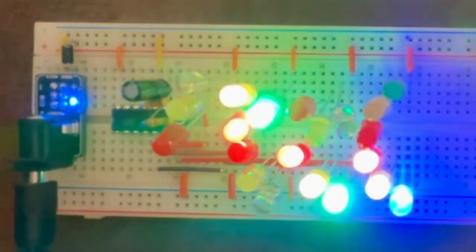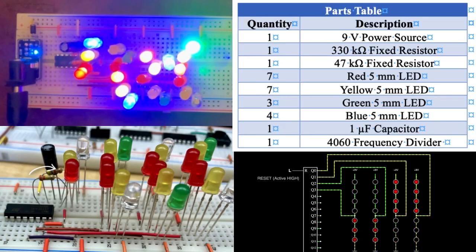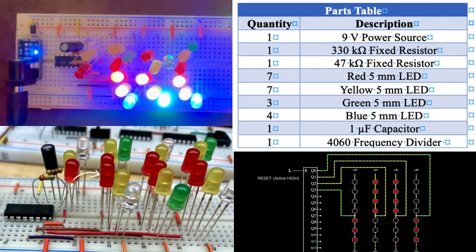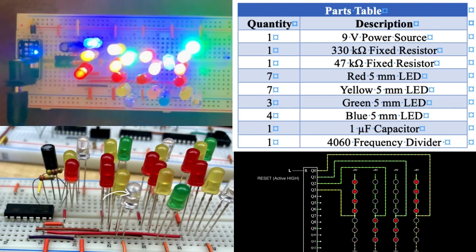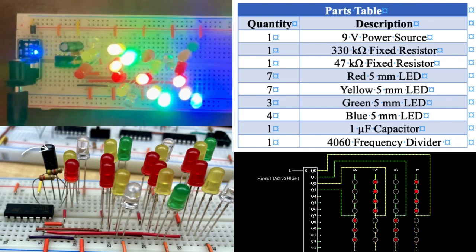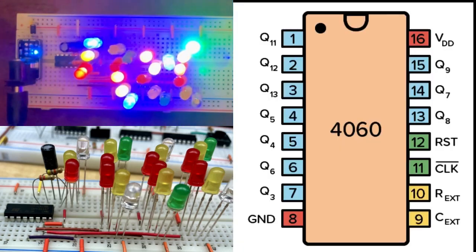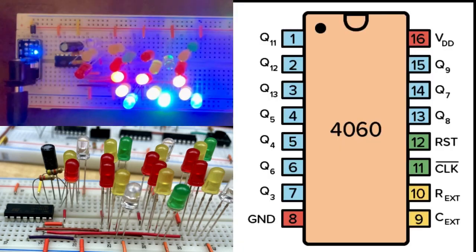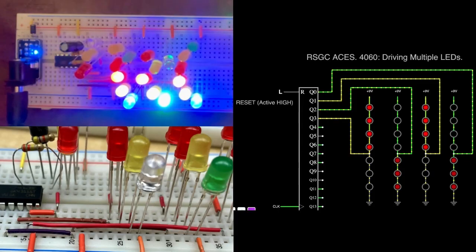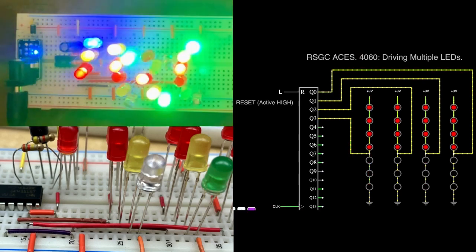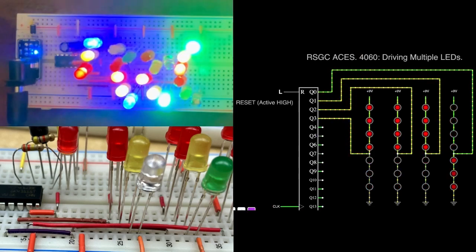This circuit consists of 10 parts: one 9-volt power source, 330k ohm fixed resistor, 47k ohm fixed resistor, 7 red 5mm LEDs, 7 yellow 5mm LEDs, 3 green 5mm LEDs, 4 blue 5mm LEDs, 1 microfarad capacitor, and a 4060 frequency divider. This circuit uses the 4060's internal binary ripple counter and oscillator to create an oscillating signal. By connecting the 4060 to separate strings of LEDs, each series of LEDs counts in response to the internal frequency division stages of the 4060 as the binary counter progresses through its states.